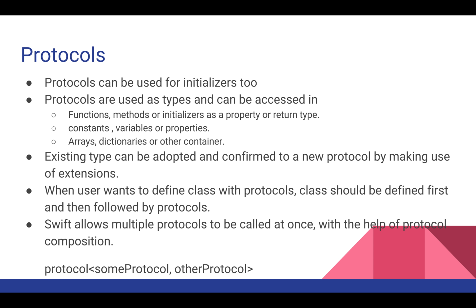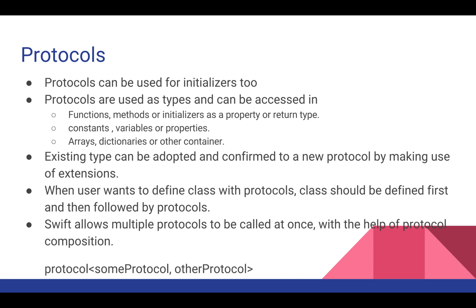You can extend an existing type to adopt and conform to a new protocol even if you do not have access to the source code for that existing type. Extensions can add new properties, methods, and subscripts to an existing type and are therefore able to add any requirements that a protocol may demand.